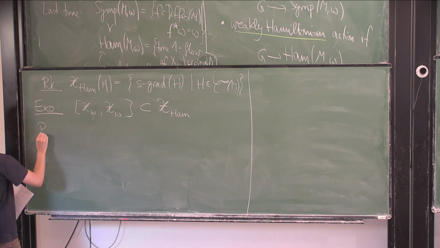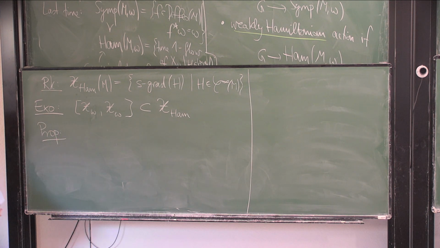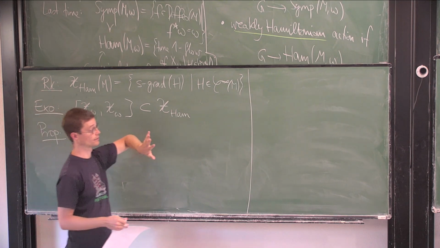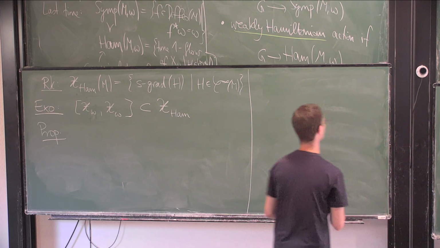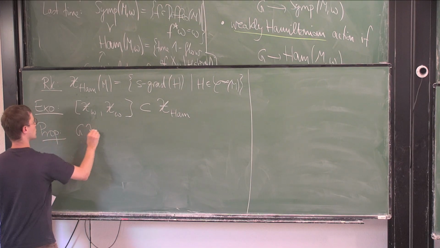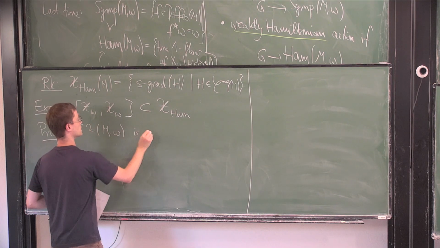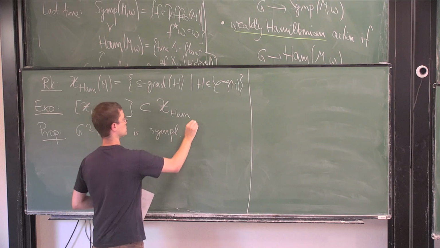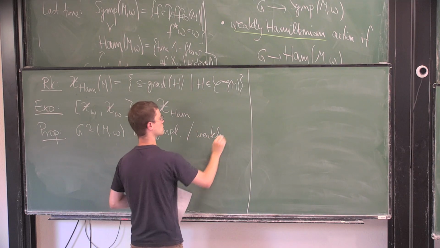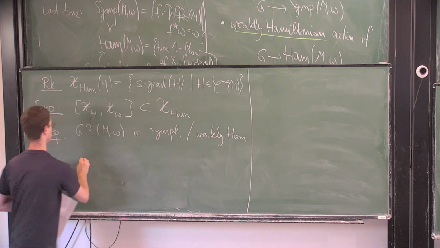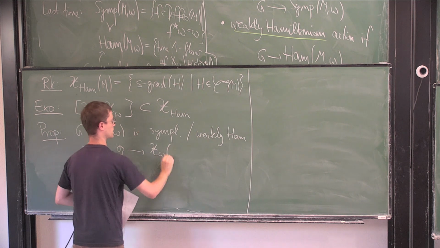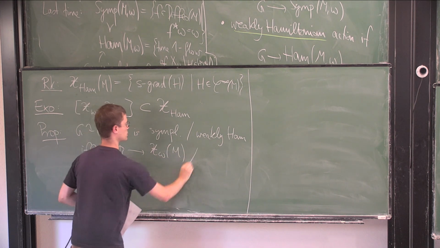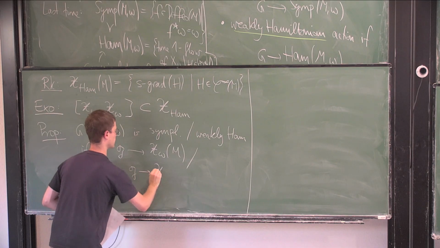Okay, and why do we do all this? Because of the following property: an action will be symplectic if and only if its infinitesimal action is symplectic. And the same for weakly Hamiltonian. So the action of G on M is symplectic or weakly Hamiltonian if and only if the map from the Lie algebra goes to symplectic vector fields or Hamiltonian vector fields.